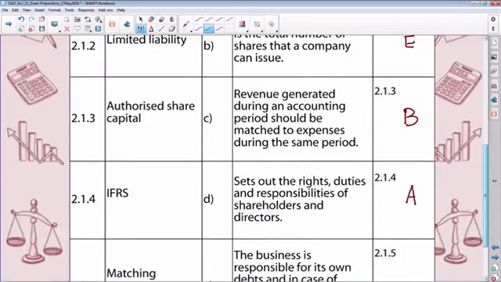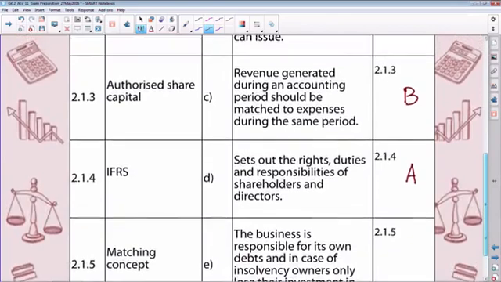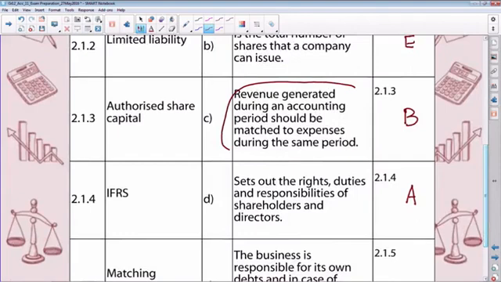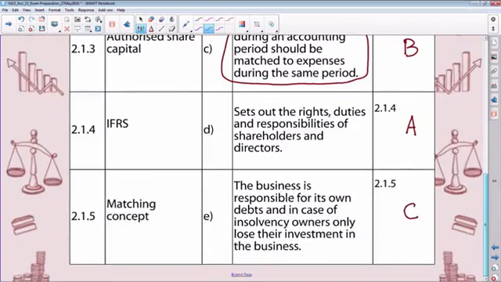And then the last one is the matching concepts. It says here that revenue generated during an accounting period should be matched to expenses during the same period. Immediately you tell yourself, right, that would be C. So in this way, you can see the question is an appetizer to get the adrenaline going up to a certain way, to get you going into the question. And then we're moving on to another part of the question.